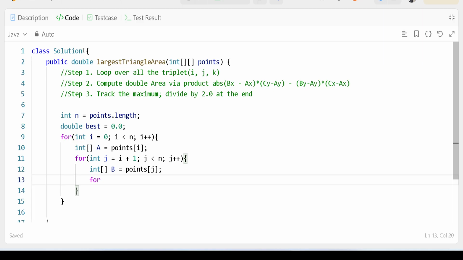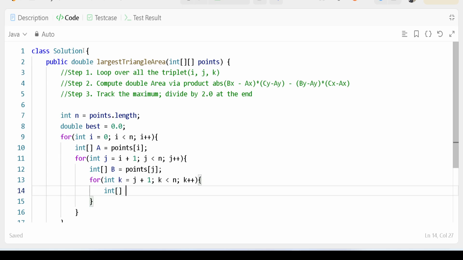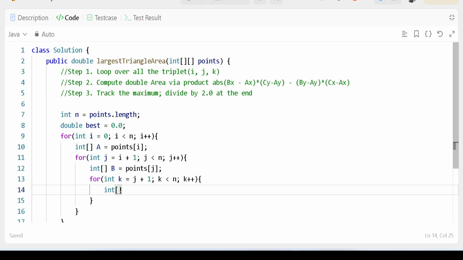Let's take for int K, we'll start at J plus 1, and K should be less than M, and K plus plus, correct? You know what you need to do. Int, we can say, give the array. So we know what you need to do: we'll find similarly points at K, and we'll get it.